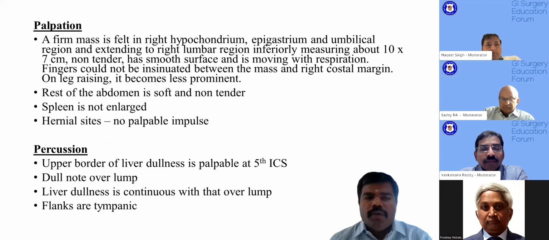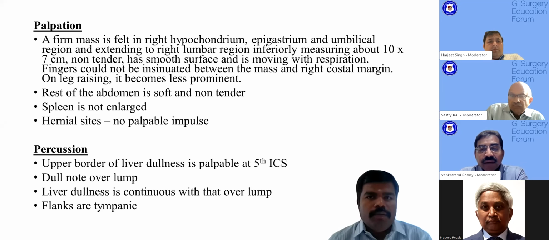So at the end of it, have you changed your diagnosis? I have changed. What is your diagnosis now? It can be a biliary cystic tumor. Where is the lesion arising from? Most probably it looks like it is arising from the liver, sir.